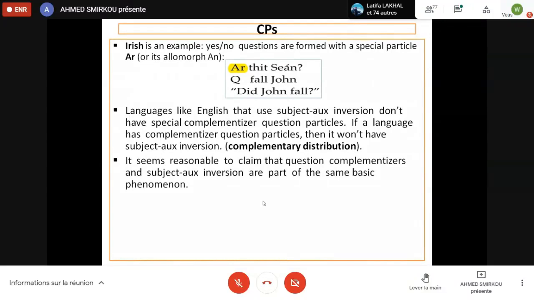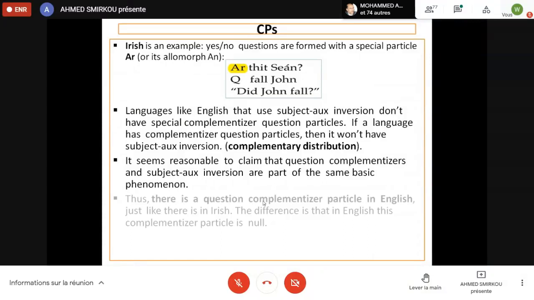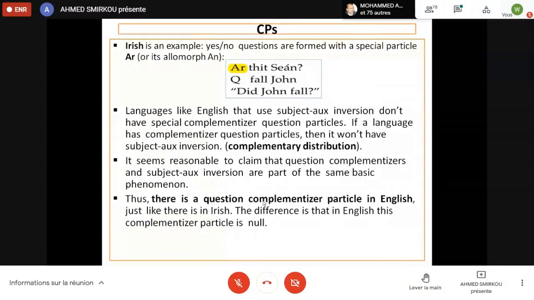So it seems reasonable to claim that question complementizers and subject aux inversion are part of the same basic phenomenon because they occur in complementary distribution. Thus, there is a question complementizer particle in English, just like there is in Irish. The difference is that in English, this complementizer particle is null. So, you should understand the meaning of this null. In Irish, this complementizer is not null. It is realized. We have it here. It's R.